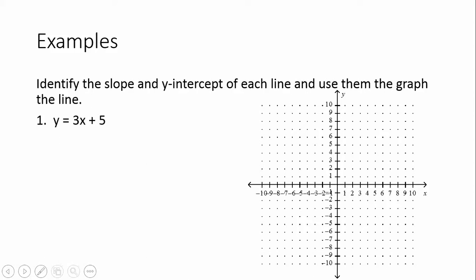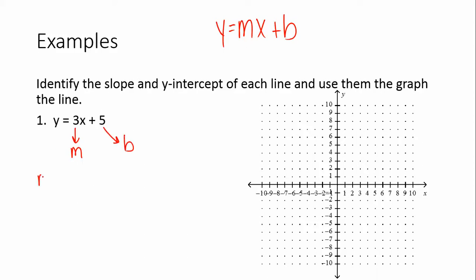So remember, when we have an equation written in slope-intercept form, it's y equals mx plus b. So the number in front of the x is your m, or your slope, and the number in the back is your b, or your y-intercept. So our slope here is 3, and remember, we can write it as a fraction 3 over 1, since we're going to use it up 3 over 1. And our y-intercept, or our b, is positive 5.